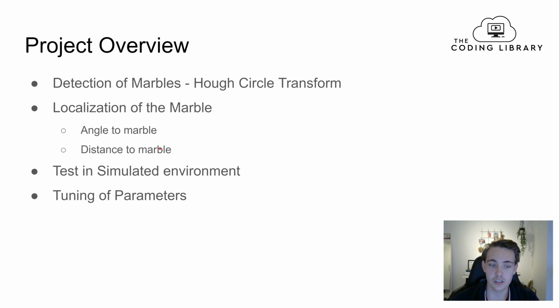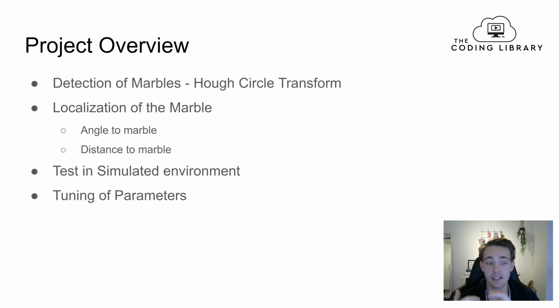So let's jump into the project here. The first slide here is the project overview, what we're going to do in this project. So in this project, we're going to detect some marbles in an environment, and we're going to use the Hough circle transform built-in function from OpenCV that we talked about in one of the previous videos. And then we're going to localize the marbles that we've detected by calculating the angle to the marble and also the distance to the marble by using monocular camera geometry. So these will be estimates of the angles and the distances to the marbles, because we only have one camera and we don't have any information about the depth in the image by only using a monocular camera.